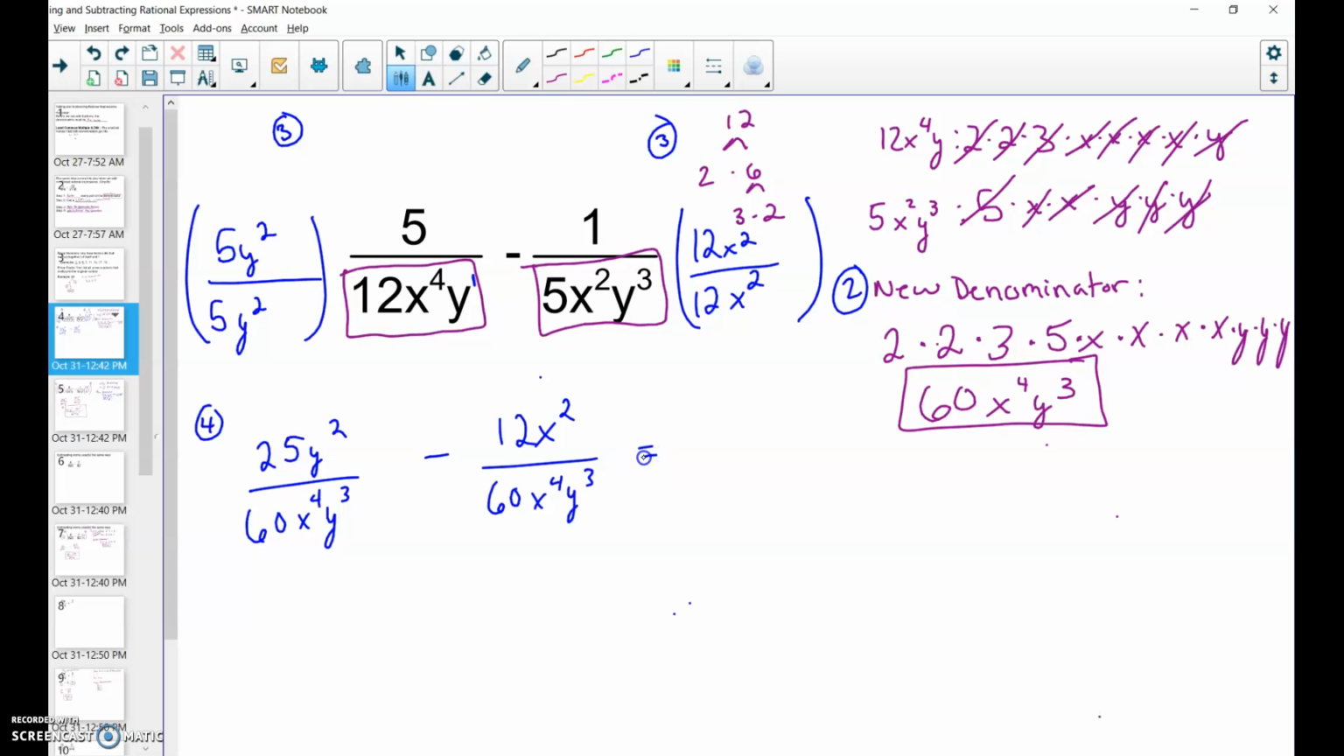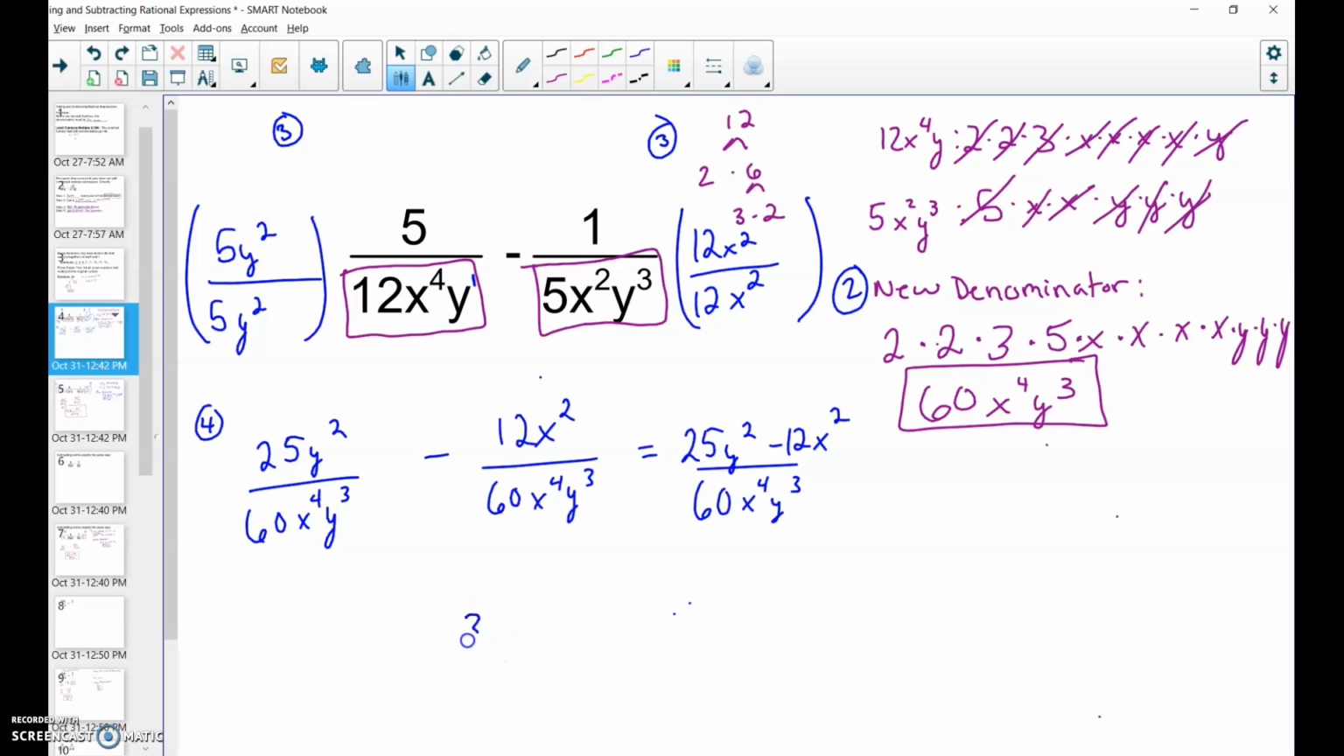Okay, then to finish out step number 4, you're just going to subtract your numerators. I can't cancel out any terms, so it's just going to stay as 25y squared minus 12x squared all over 60x to the fourth y cubed. Okay, I only need to write that denominator once.